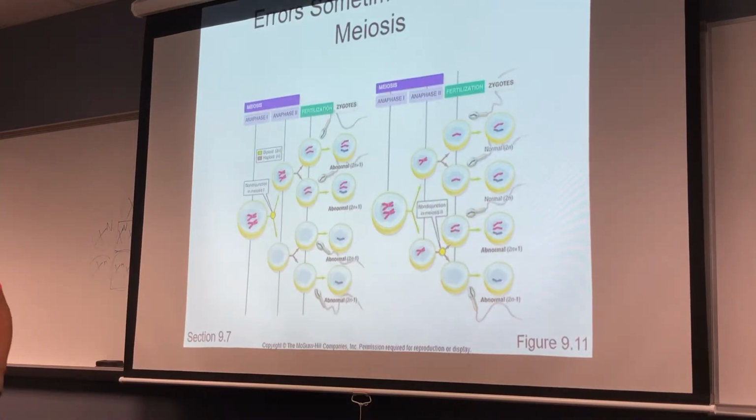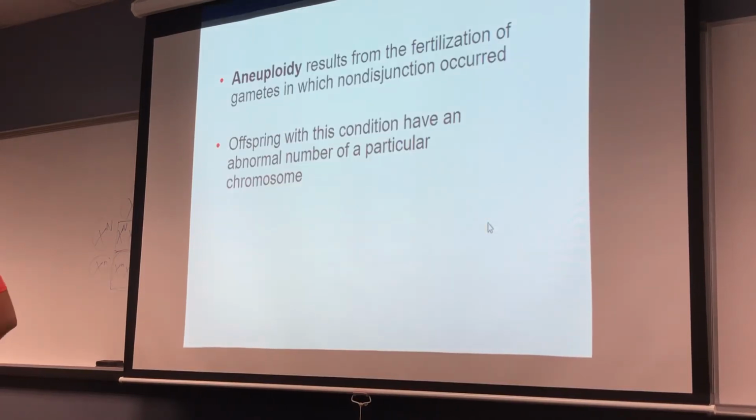This is pretty much the same picture, but just here showing you the sperm cell. So if it happens in meiosis 1, then all cells abnormal. If it happens in meiosis 2, then two cells abnormal. Okay. Aneuploidy, that is the abnormal number of chromosomes.